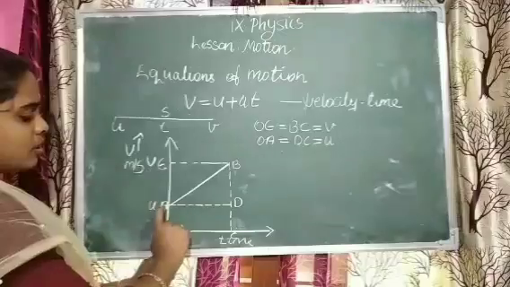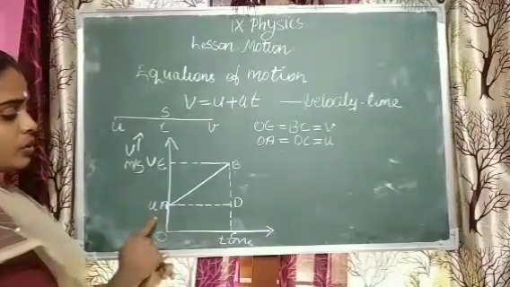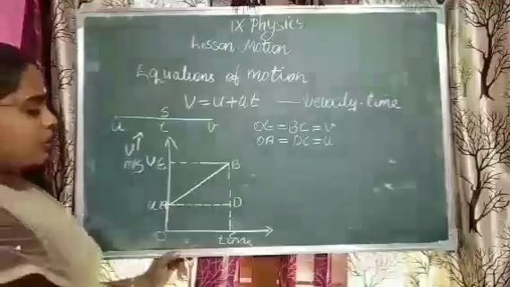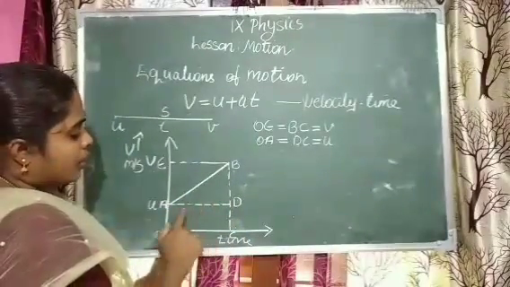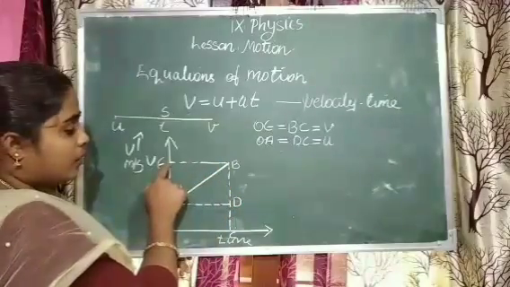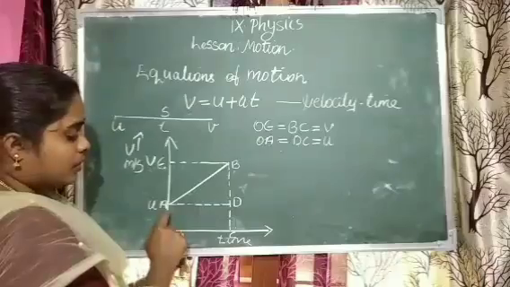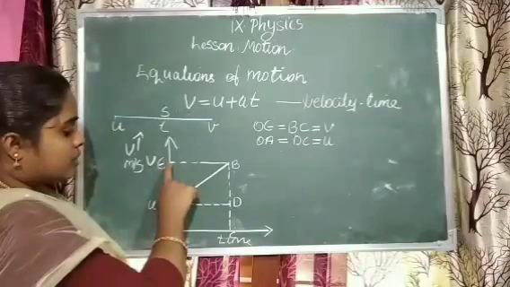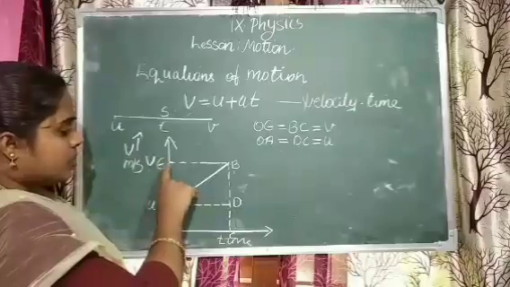So what is this distance? It is the initial velocity of the object. Look at this graph: at point B, V is the final velocity, and at point A, U is the initial velocity. After a time interval T, the velocity changes.